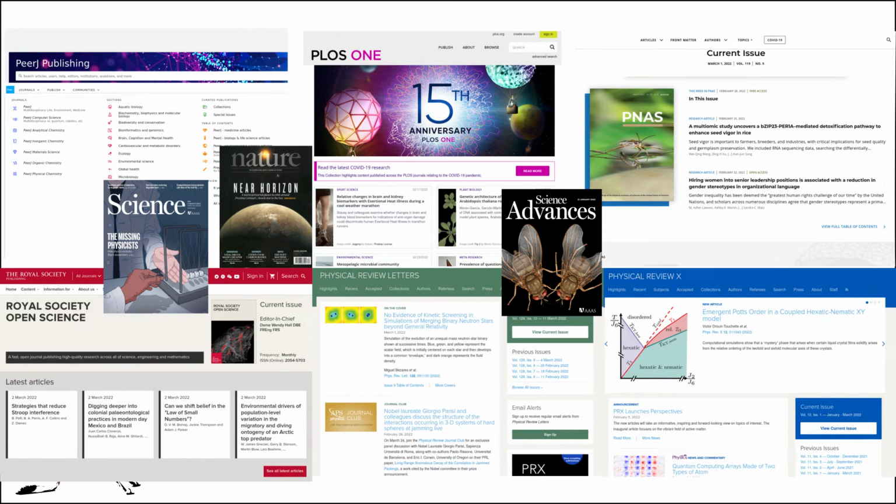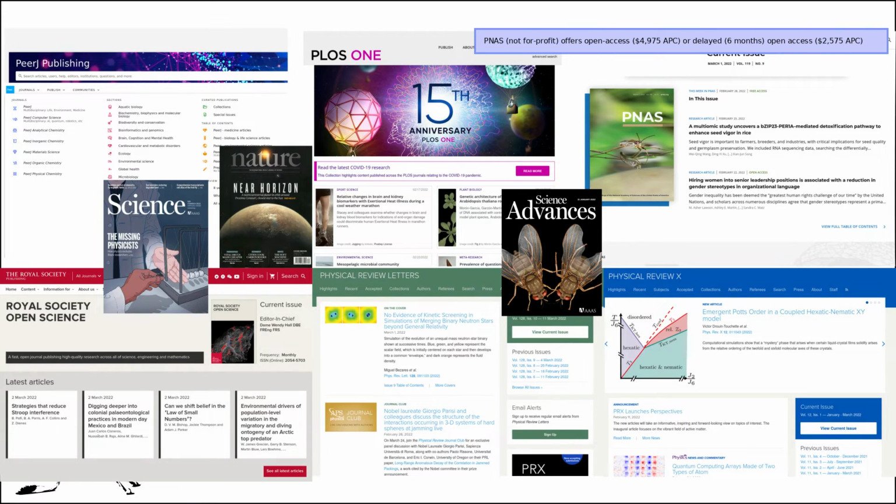Particular gold open access examples are PeerJ for biology and medicine, PLOS ONE, a general science and medicine journal, Science Advances, a general science journal, Royal Society Open Science, another generalist, and Physical Review X, surprisingly a physics journal. Hybrid journals include Nature, Science, Physical Review Letters, and PNAS, to name a few.